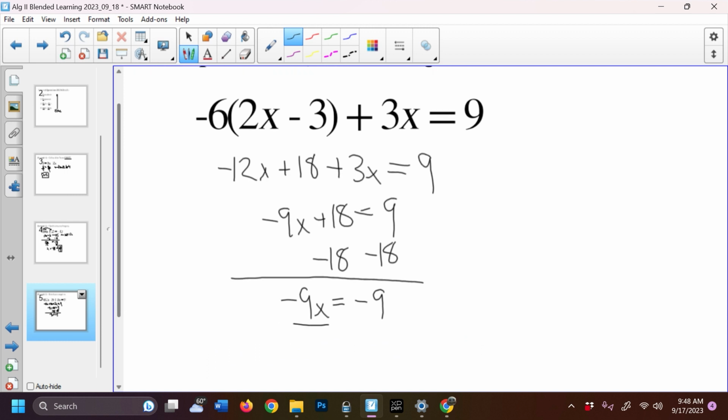And then I'm going to divide by negative 9, divide by negative 9, and that'll leave me with x is equal to negative 9 divided by negative 9, which is 1. And that's my final answer.